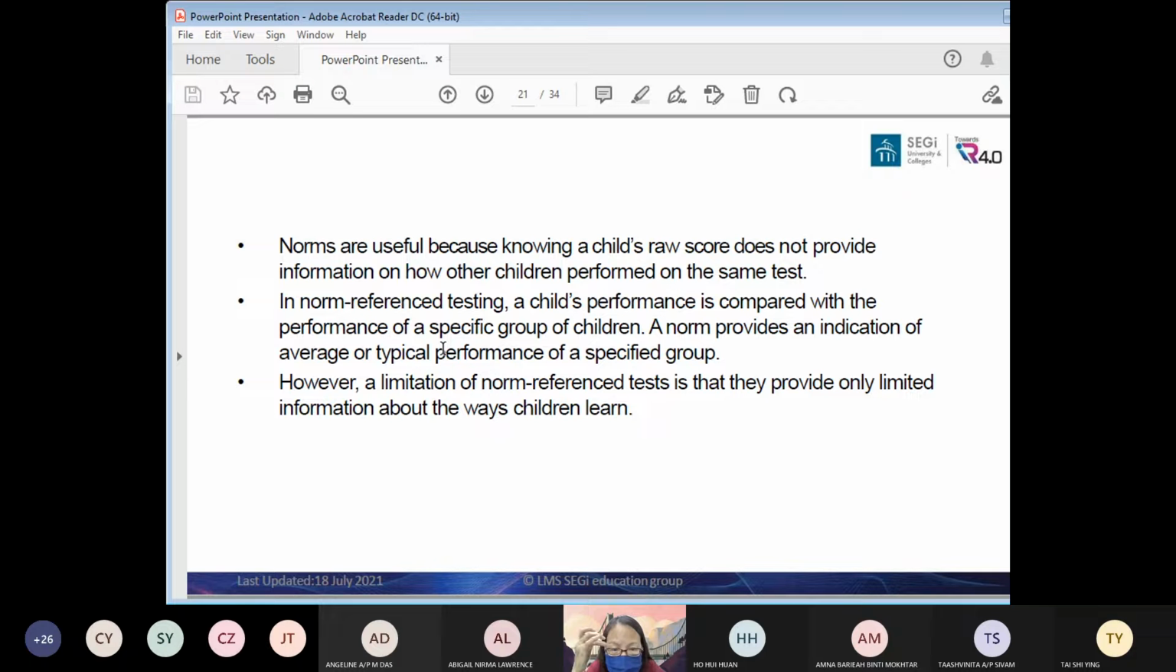However, a limitation of norm-reference tests is that they provide only limited information about the ways children learn. You can't know much about how they learn. All right?